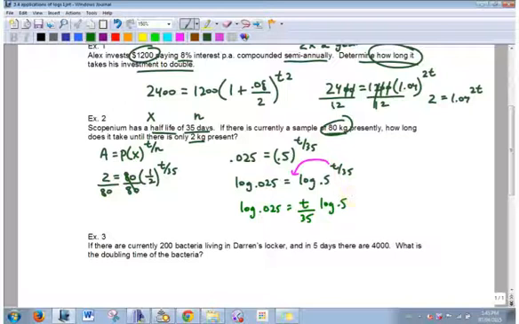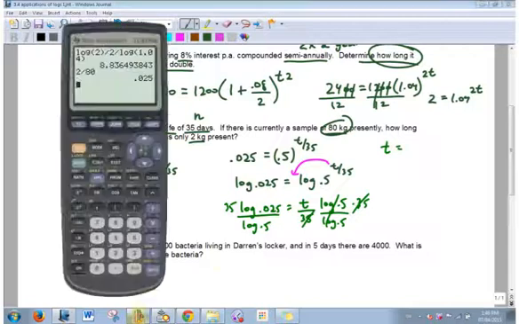How do I get rid of that 35? Multiply both sides by 35, right? Gone. How do I get rid of the log 0.5? Divide it away. Whatever you do to one side, do to the other side, and that's what t is. Put that in your calculators.